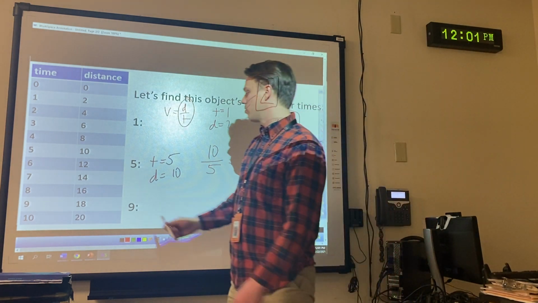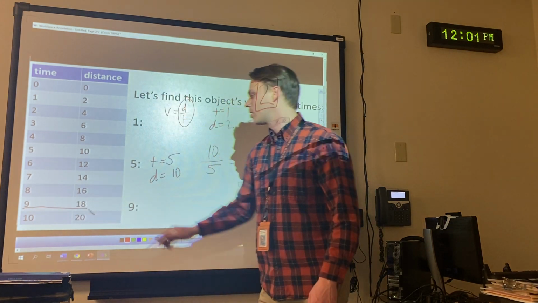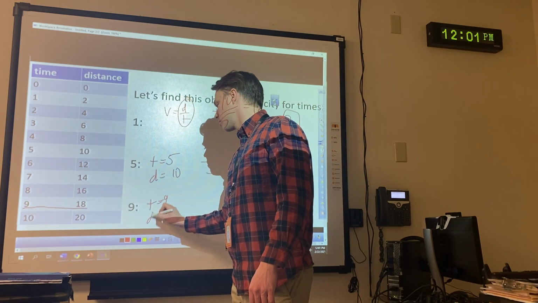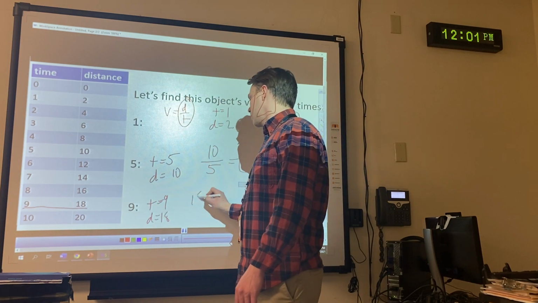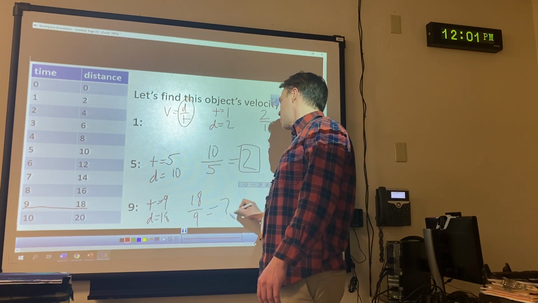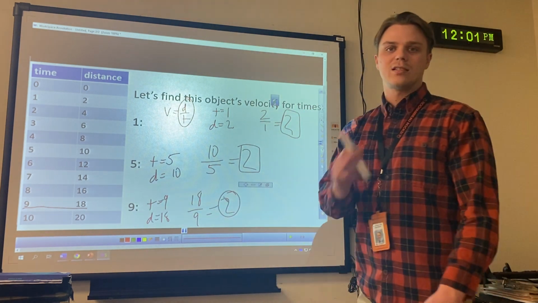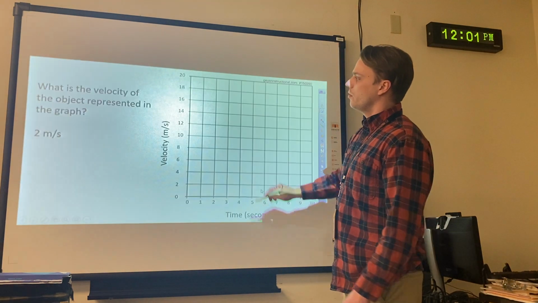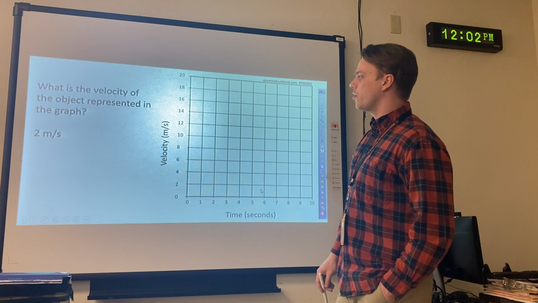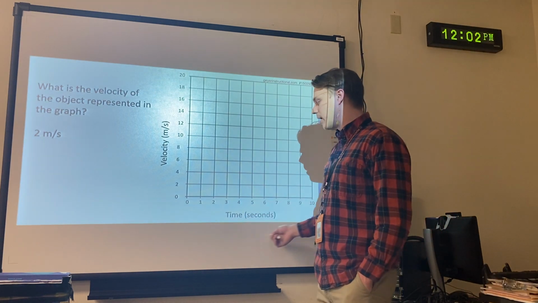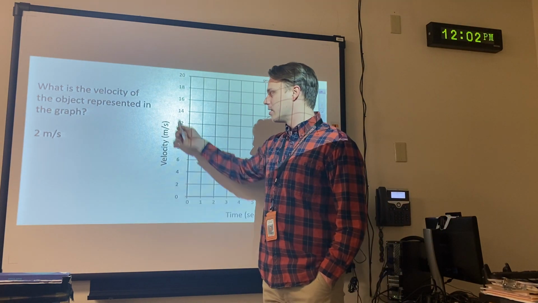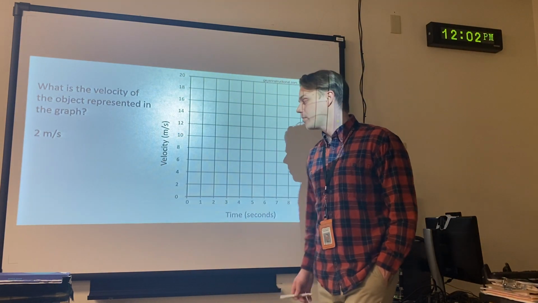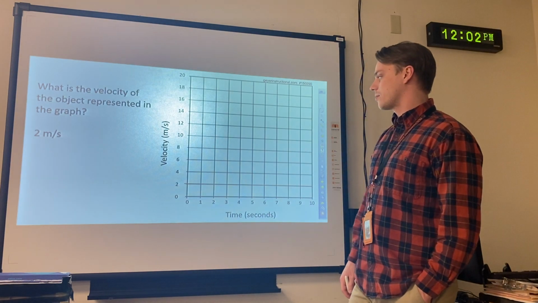Let's just make sure that it's true for the whole thing. Time 9. So we have a time of 9 and a distance of 18. We know that 18 divided by 9 equals 2. So this is a constant velocity of 2, okay? So we have a constant velocity of 2. So if we were to graph this where we have time on the bottom, and the velocity is going to be a velocity of 2 throughout the entire time, that means this graph will look like this, okay?